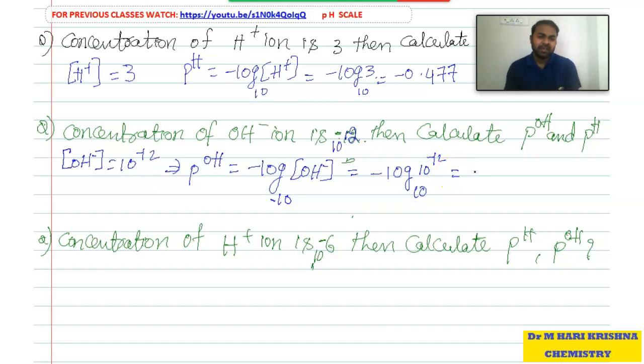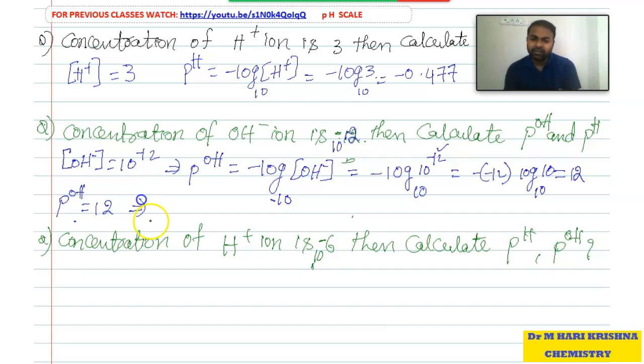So then minus 12 comes in front of log. This is a basic rule, students, based on powers and exponents. So here minus 12 is in the power, and we can write this in front of log. So minus into minus plus 12. Log 10 base 10 is 1. So we know the value of pOH. Now pOH equal to 12.